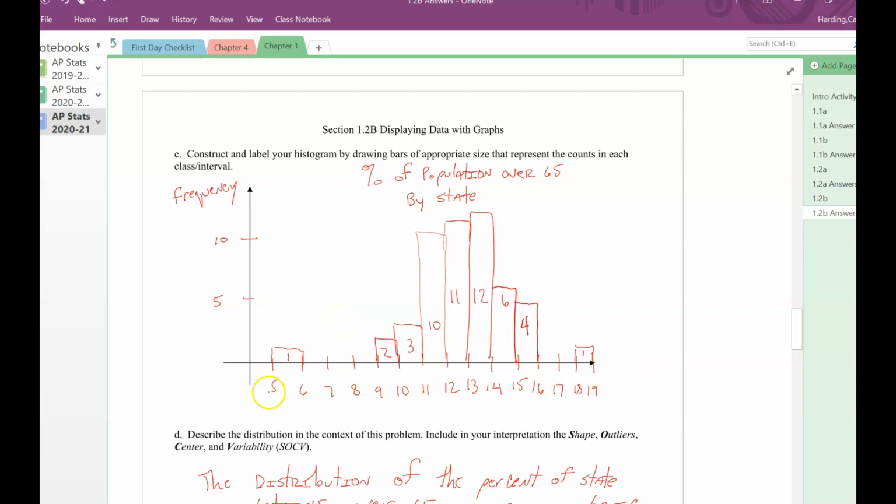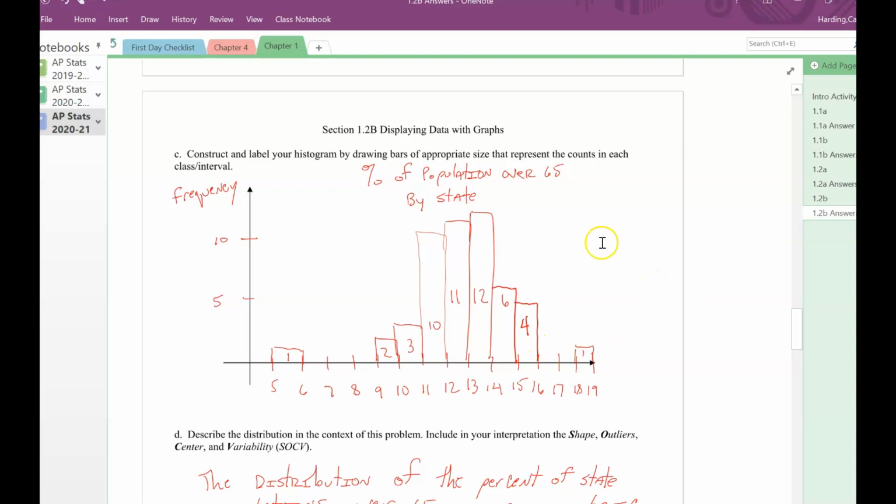Another question that sometimes comes up is what to do with values that land exactly on a bar. So let's say the United States now has a 51st state, and we've discovered that 14% of its population is 65 or older. Well, where does that go? 14 is right on the edge of a bin. In that case, we would add this new state to the bin on the right. So when a value lands right on a cutoff between 2 bins, you always add it to the one on the right.